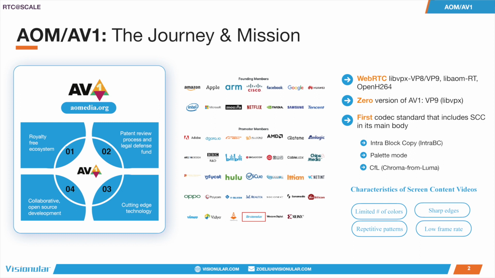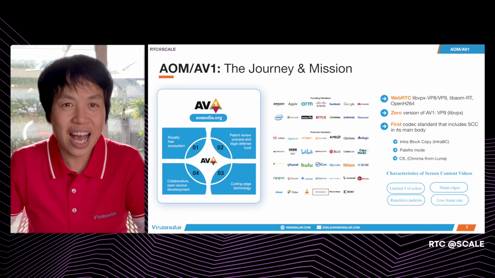In particular, we want to mention one feature, screen content coding. AV1 is the first codec standard to include screen content coding tools in its main body. IntraBC also had screen content coding tools, but only in its extension. Screen content is very different from all the other content. Here I'm showing the slides. Screen content has really wide usage in RTC, like video conferencing, remote learning, or remote desktop sharing. There are so many RTC use cases that cannot leave screen content aside.